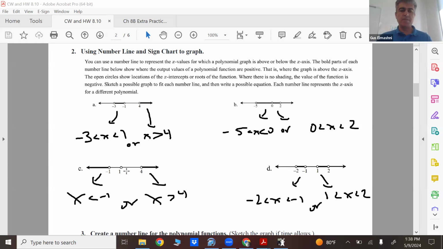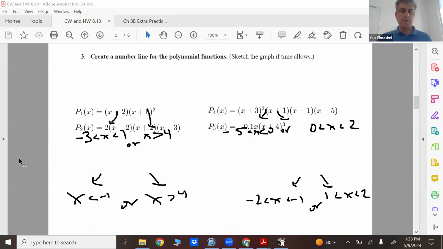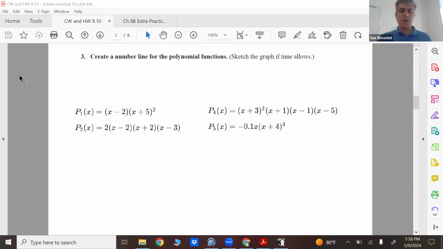Okay, let's keep going. Create a number line for the polynomial functions. So here's what you do for this kind of problem. You want to find the x-intercepts. Then do a sign chart. I'll explain how that works in just a sec. And actually, I kind of screwed up for number 2 because it said to sketch a possible graph and write a possible equation. I just wrote the inequalities. It's all good. It's fine.